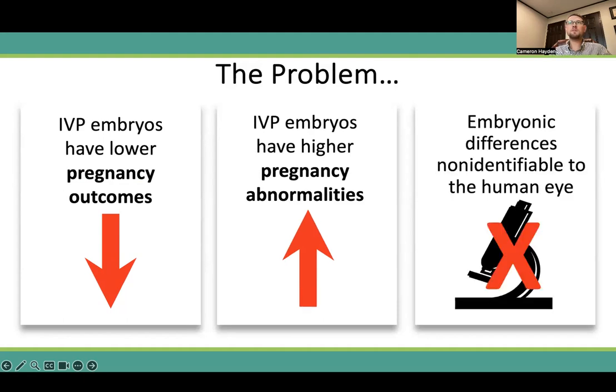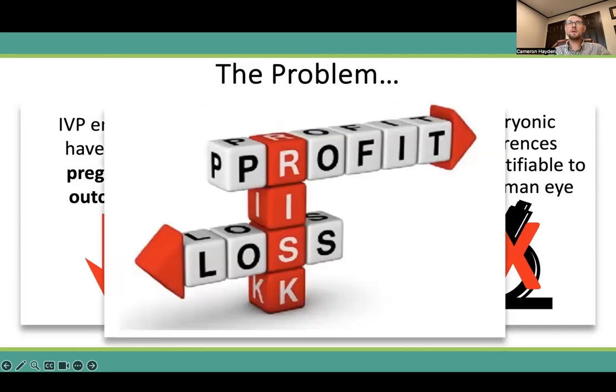These embryonic differences are non-identifiable to the human eye, even under considerable microscope magnification. This makes it almost impossible for embryologists and practitioners to identify potential embryonic abnormalities at the time of embryo selection and transfer. Ultimately, these challenges cost producers billions of dollars in annual loss and make it a large risk that others just aren't willing to take.